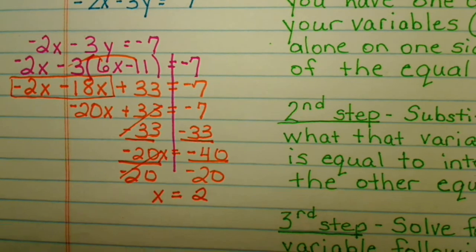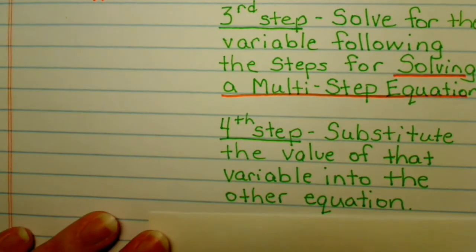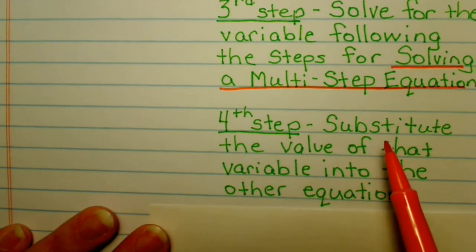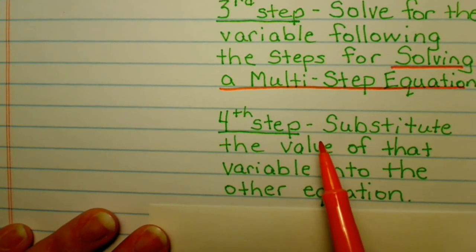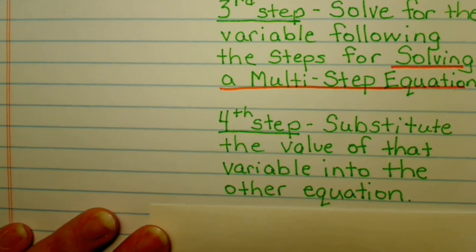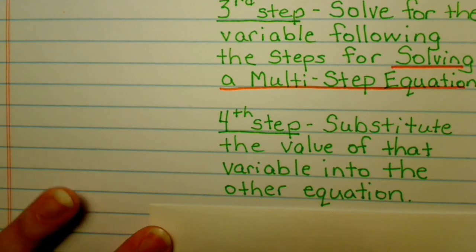All right, so we've done step 1, step 2, and step 3. Now let's see what we're going to do in step 4. Step 4 tells us to substitute the value that we just found, x is equal to 2, into the other equation. So we're going to take that 2 and plug it back into that first equation. So let's do that now.